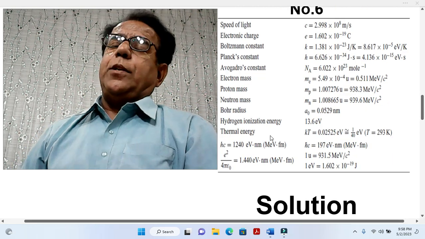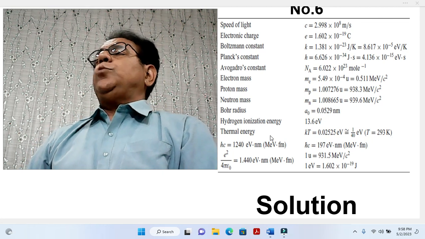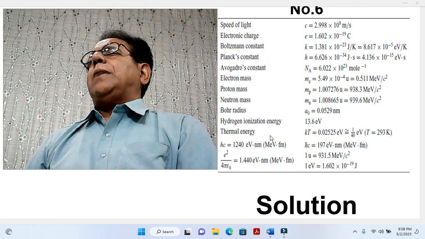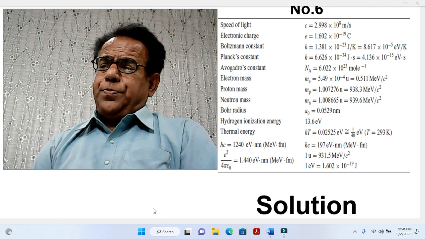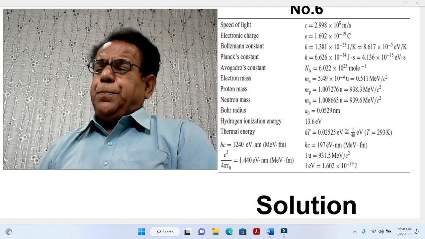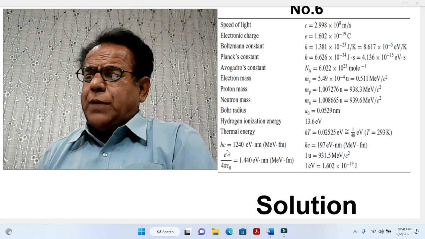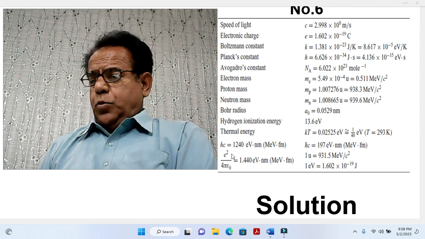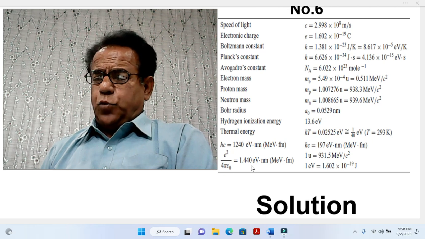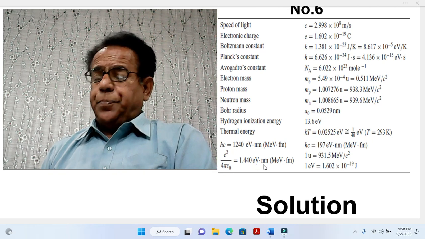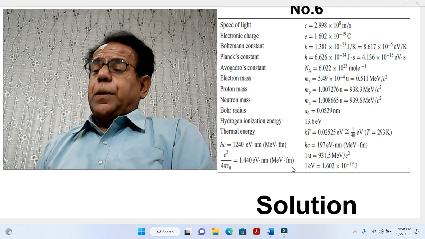Problem number 6, not tool number 6. This tool has been used many times in our previous videos, and the most important quantity which will be used in our problem is this: e square over 4 pi epsilon naught is equal to 1.440 electron volt nanometer, or billion electron volt femtometer.